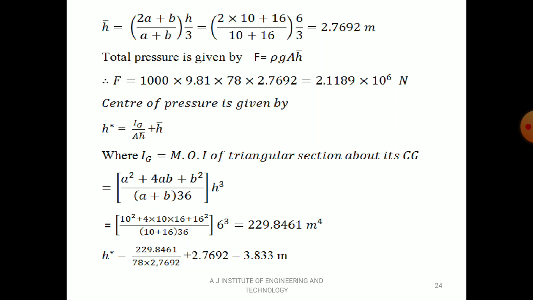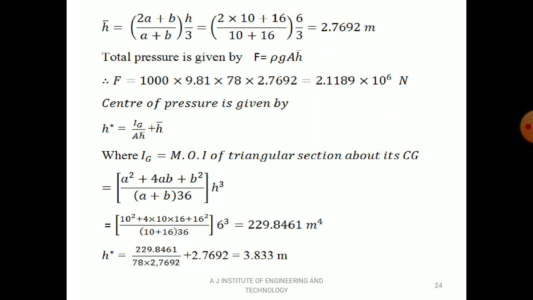Center of pressure is given by H star equal to Ig divided by A H bar plus H bar, where Ig is equal to the moment of inertia of the trapezoid about its centroid. So that is equal to (A square plus 4AB plus B square) divided by (A plus B) into 36 into H cube. So this is also a correlation you have to remember from the tabular column. So that is equal to 10 square plus 4 into 10 into 16 plus 16 square divided by 10 plus 16 into 36 into 6 cube. So that is equal to 229.8461 meter to the power 4.